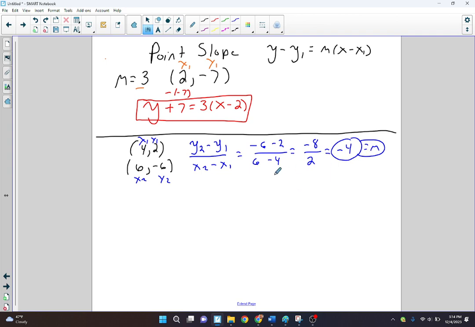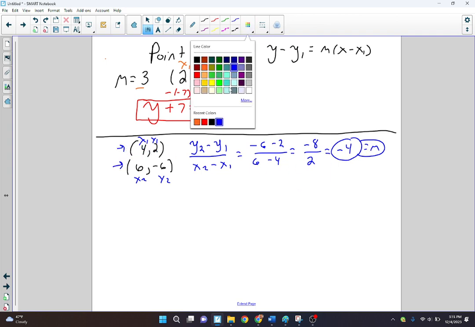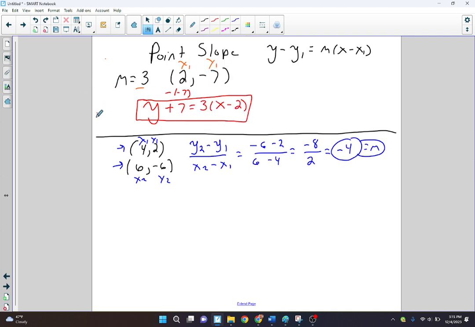So negative 4 equals your slope. I can use either point, the top or the bottom. It does not matter. I'll use the top one, but it does not matter which one you choose. y minus 2 equals negative 4 times (x minus 4).